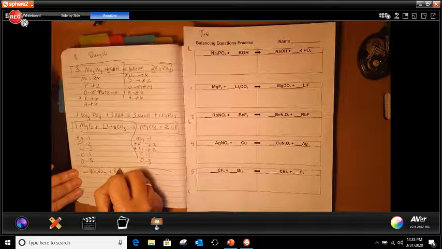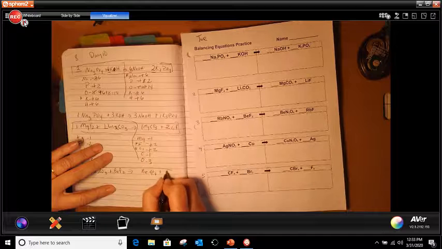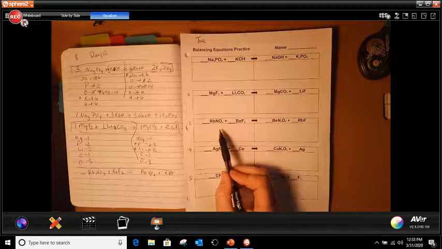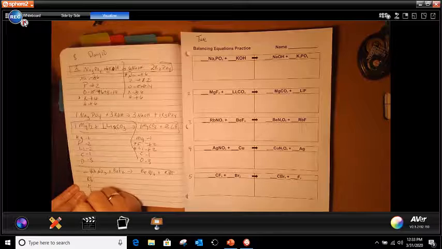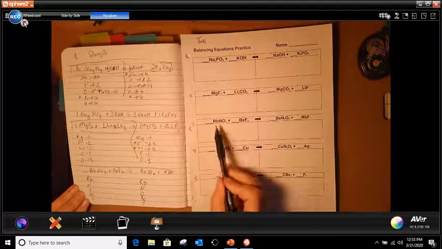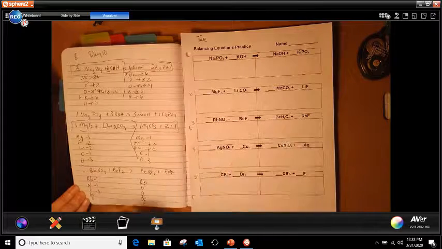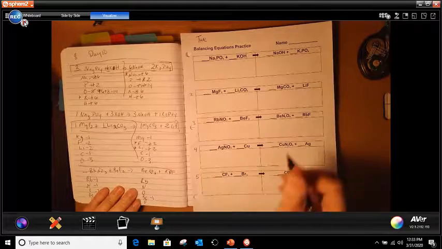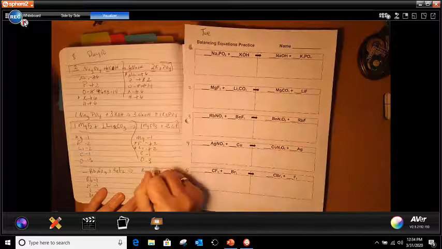RbNO3 plus BeF2 yields BeN2O6 plus RbF. Okay, so the first thing I'm going to look at, Rb is my first thing. Then nitrogen, oxygen, beryllium, and fluorine. So on this side, my Rb is 1, my N is 1, my O is 3, my Be is 1, and my F is 2. On this side, my Be is 1, my nitrogen is 2, my oxygen is 6, and my F is 1.